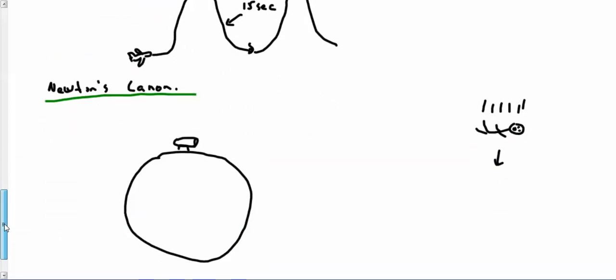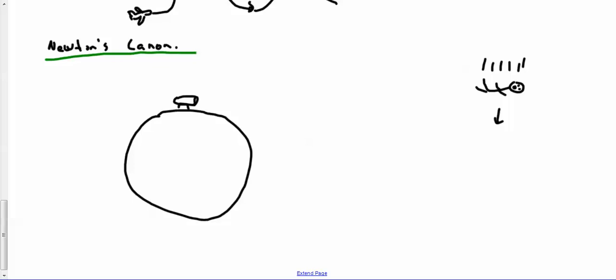Another example is Newton's cannon. So if I shoot a cannonball out of this giant cannon, it would hit the ground. And if I shoot a little harder, it would hit the ground. And I shoot a little harder, and it would hit the ground. But I'm hoping that you can see that eventually, if I shoot it with the right velocity, it might just keep falling all the way around, and it would continue to go around and around, and it would, for all intents and purposes, be in orbit.